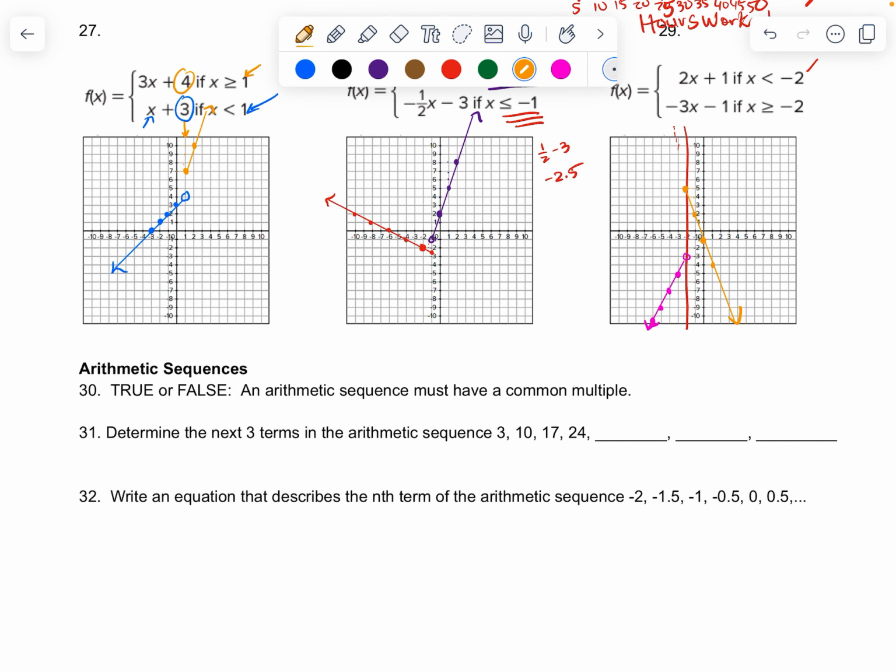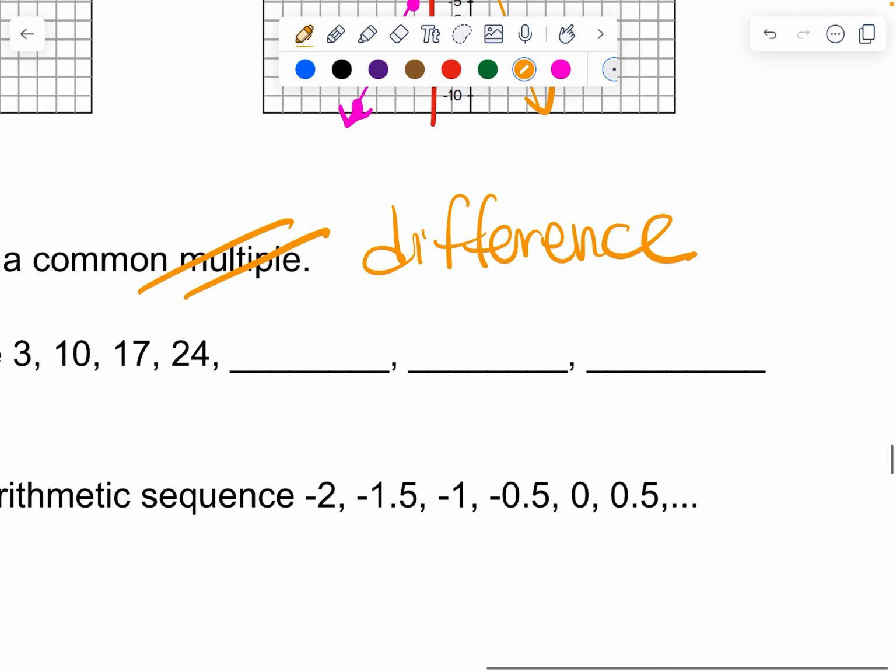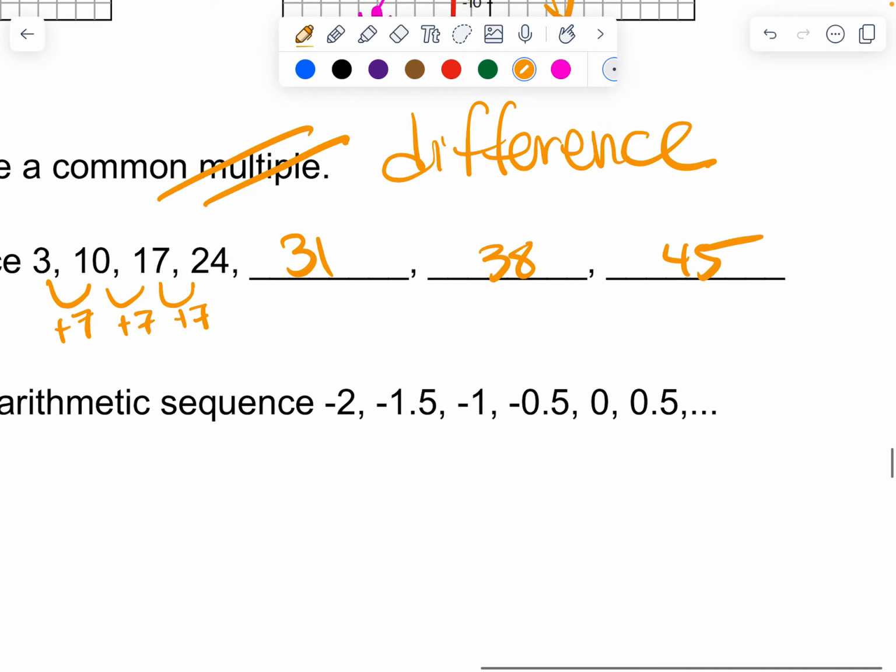Okay, true or false? Arithmetic sequence may have a common multiple. No, that's false. It's a common difference. Okay, determine the next 3 terms. This one goes up by 7, up by 7, up by 7. So if this goes up by 7, it's 31, 38, 45.